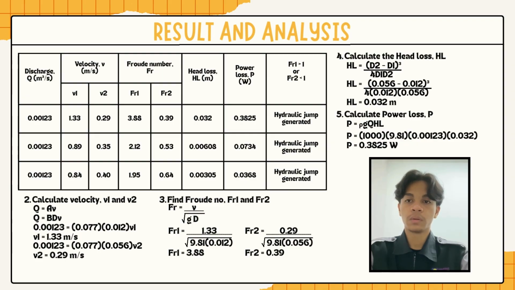Fifth, calculate power loss using the formula power equals density of water times gravity times discharge times head loss, and we got 0.3825 watt. Lastly, check whether the hydraulic jump is generated or not by referring to the Froude number. Then we summarize all of it into a table here.